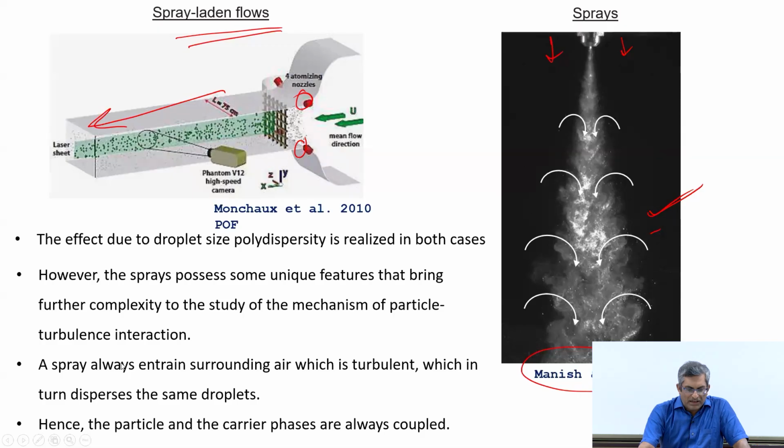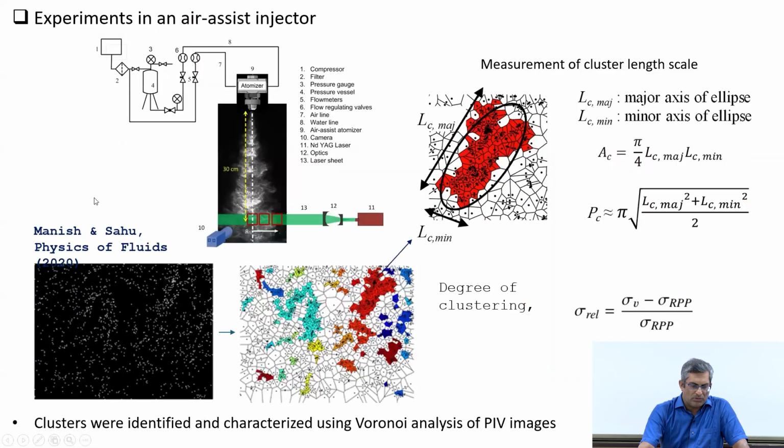Along that direction, I will show some results based on the studies that we did in this air assist injector. An air assist injector means it receives air from one side and liquid, in this case water, from the other side. This creates a spray, as you can see here, and the measurements are taken far downstream of the injector.